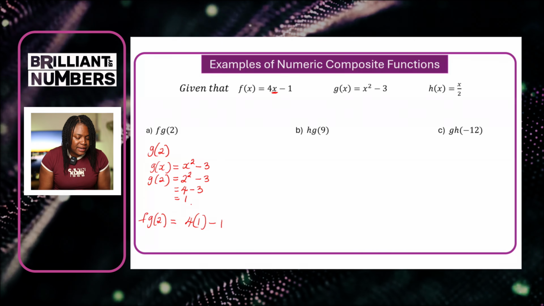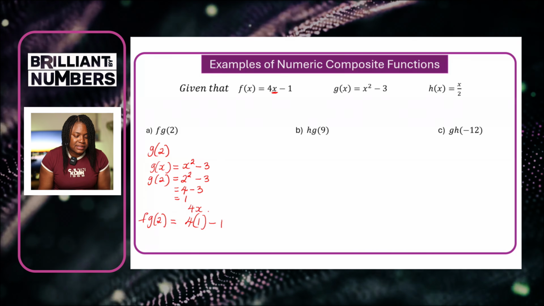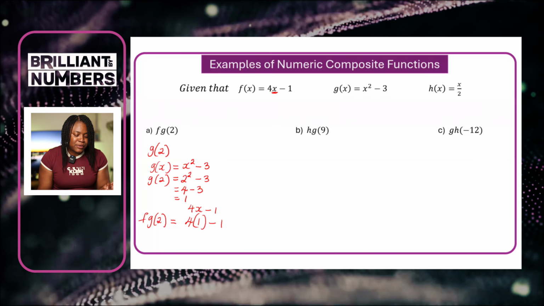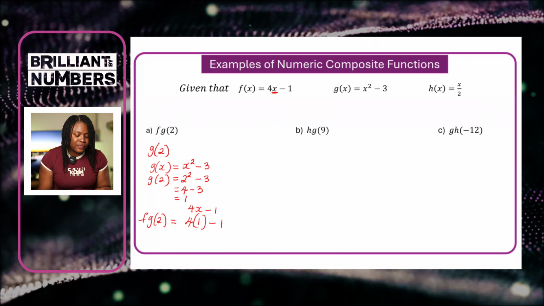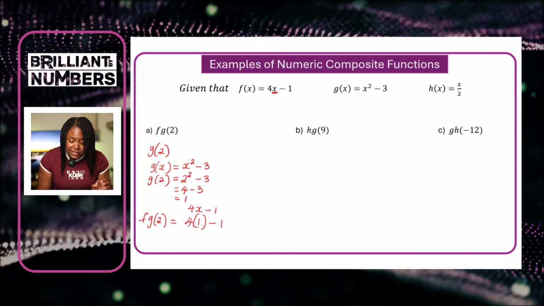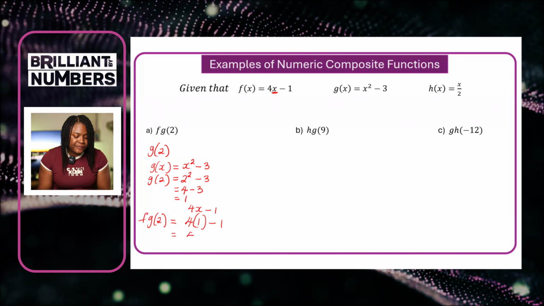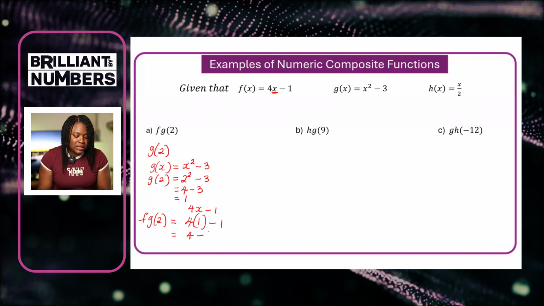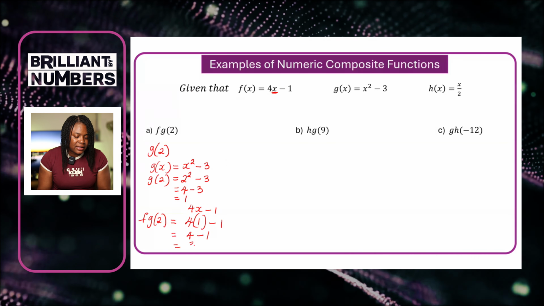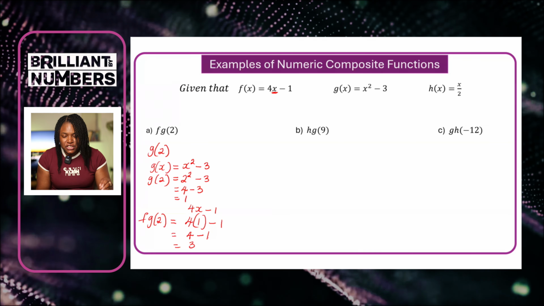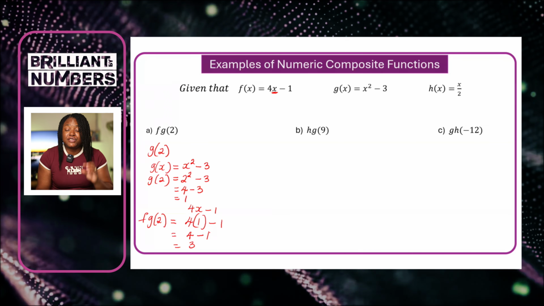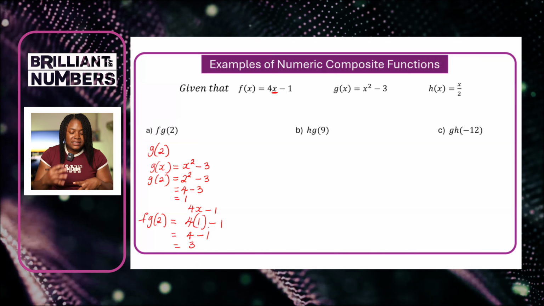Let me just rewrite the function here. f of x is 4x minus 1. So I'm replacing the x here with the 1 I got from the first expression. So go ahead, 4 times 1 is 4, minus this 1 here is 3. So the final answer for f of g of 2 is equal to 3. Beautiful. You can see here, once we break it apart, it's really what we did in our first lesson on our introduction to functions.